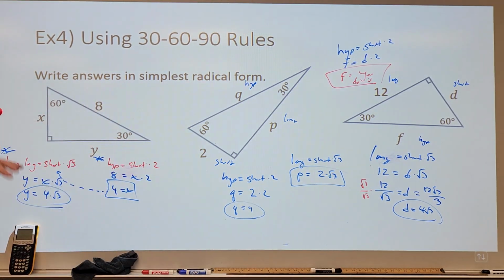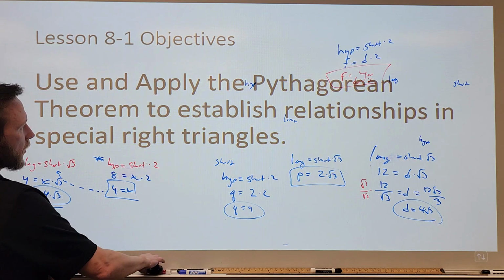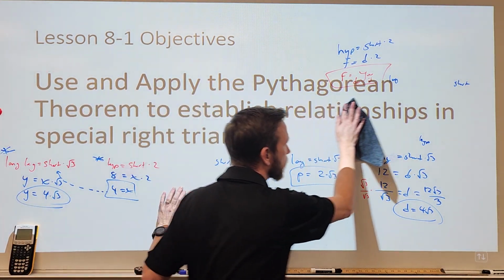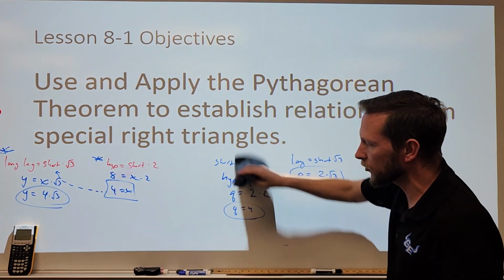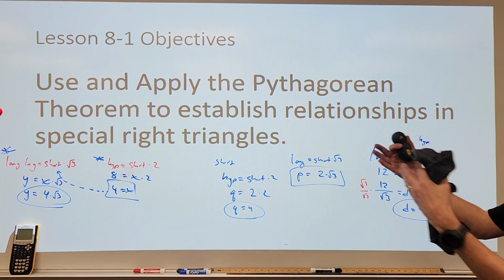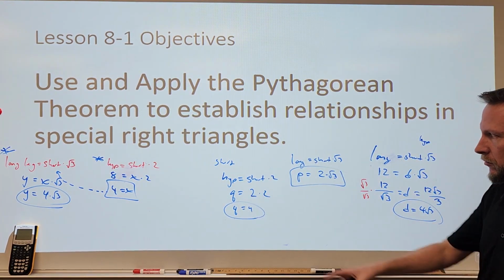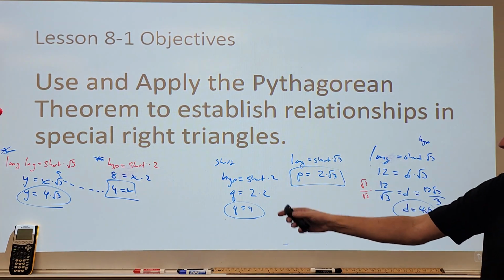So 30, 60, 90 rules, 45, 45, 90 rules, Pythagorean theorem, its converse, all of that awesomeness. And so hopefully you will be able to apply the Pythagorean theorem to establish relationships in right triangles, use those relationships in these special right triangles to make sure that you can create these equations, solve these equations. Notice that there's not always a lot of work. Sometimes there is a little bit of work, other times it's plug and chug.